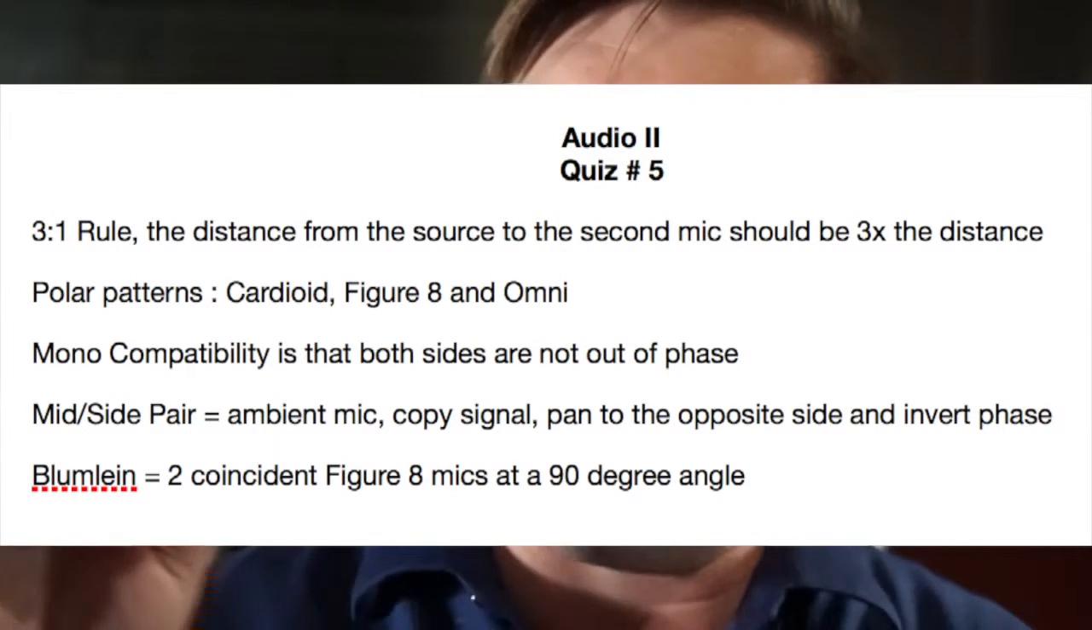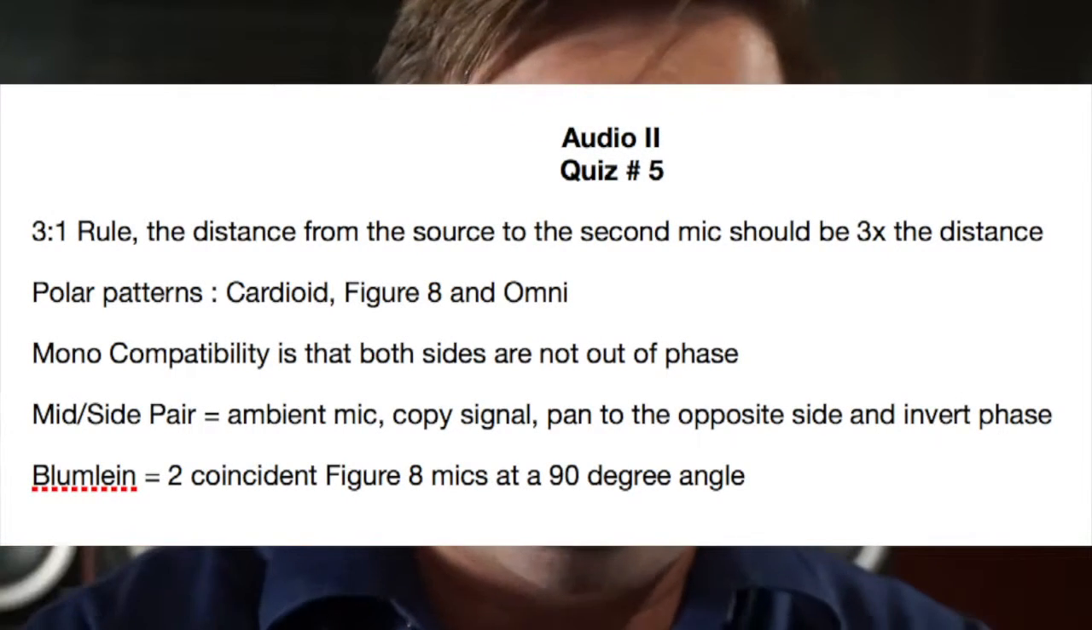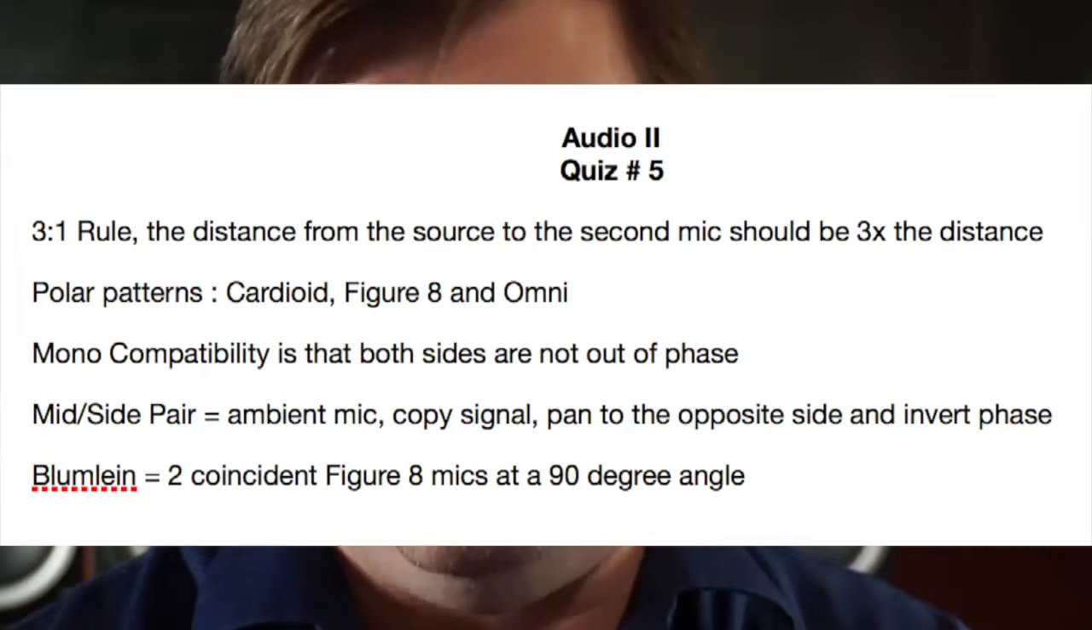Polar patterns. Our general polar patterns are cardioid, figure 8, and omnidirectional. There are a bunch of other variations of cardioid that I'm not going to go into, but they exist. Bifurcated, I think, is the one that I made up. So if you're just looking at the multiple choice test, bifurcated is incorrect. It is not a polar pattern.